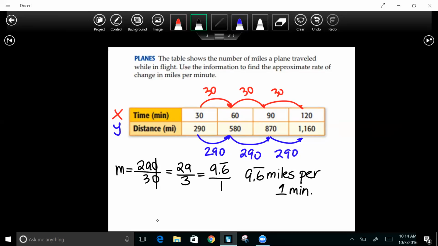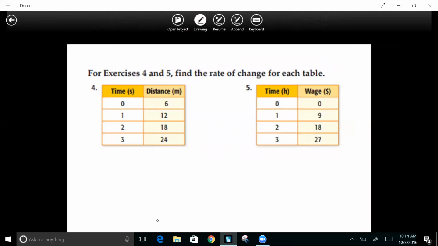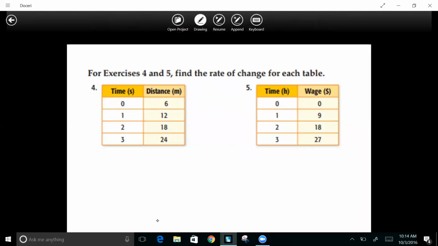For the next two, we have about 4 more left, and that's it. Copy number 2 and find the rate of change, and give me the explanation for them. We're going to look at them as well. This one talks about distance and time, and the other one is time and wages. Looking at that, would you work for that amount of money per hour? We'll see. So try those out for me really quick.